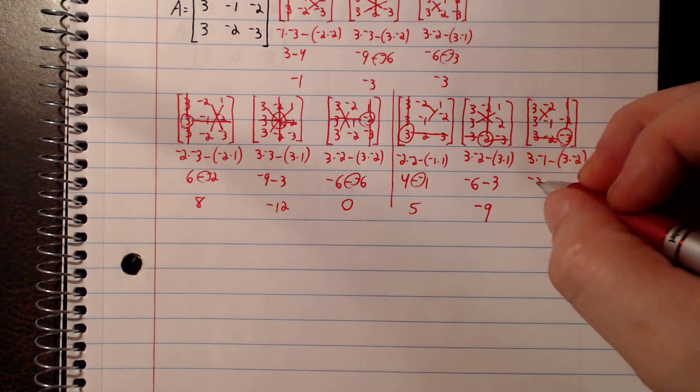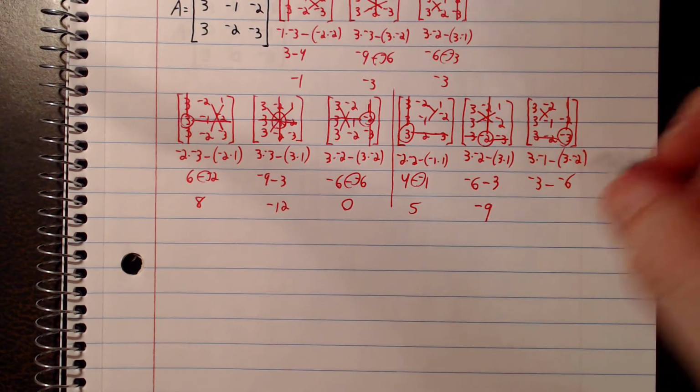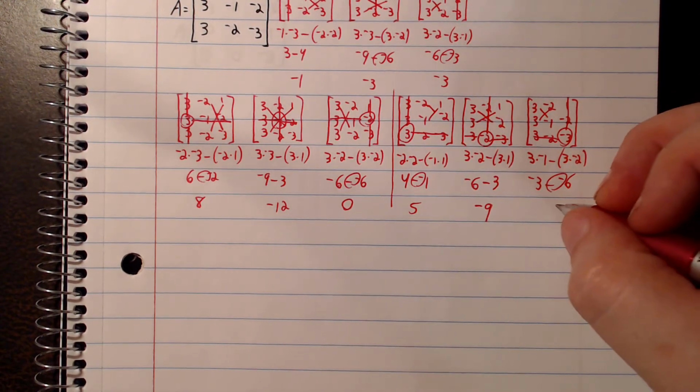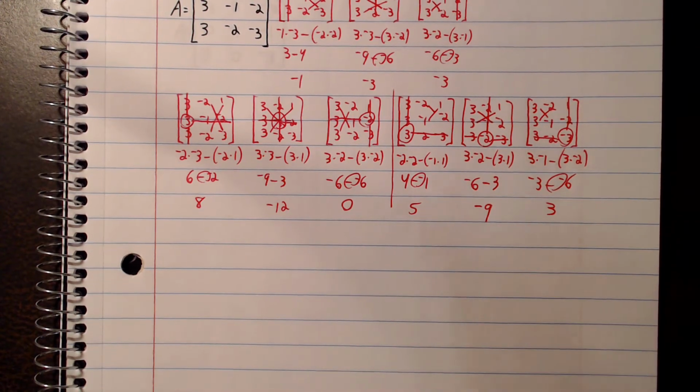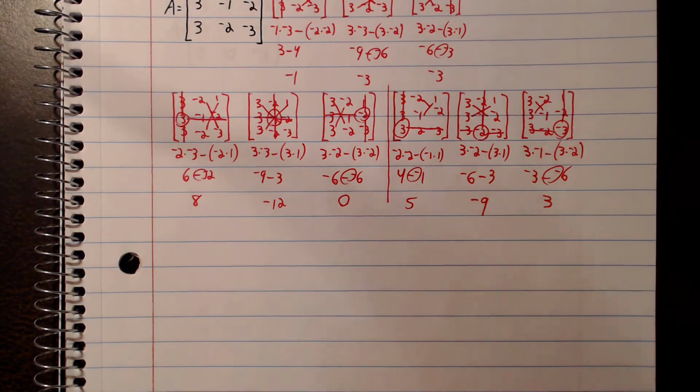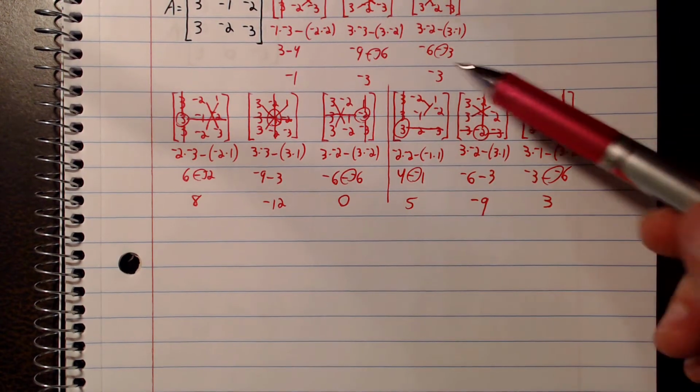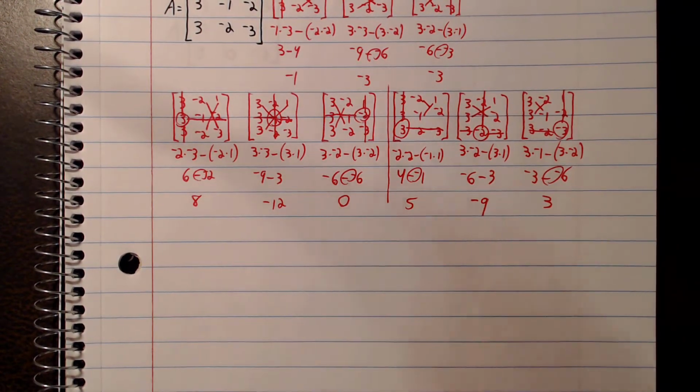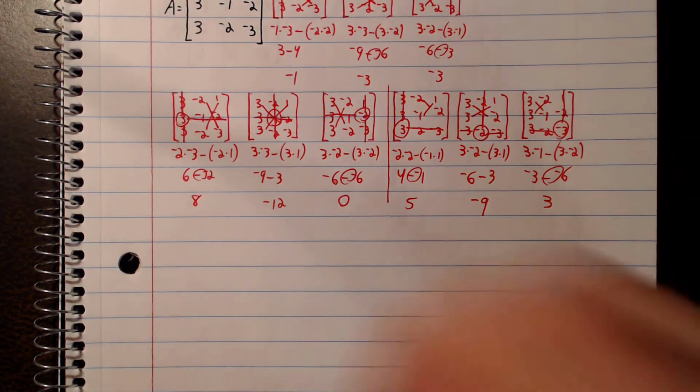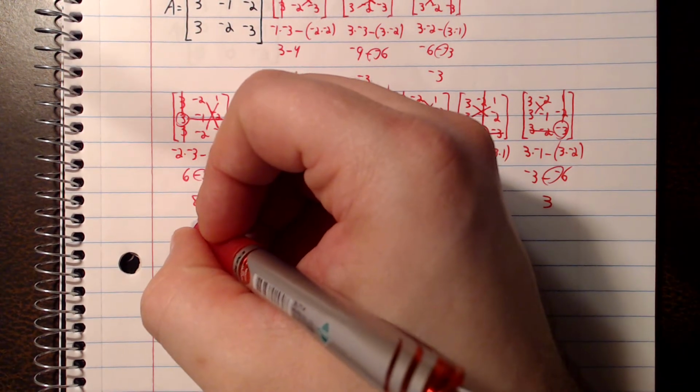Let's see, negative 3 minus negative 6, so negative 3 plus 6 is positive 3. All right, if you fast forward, this is hopefully where you stopped. We've got the top row, middle row, and bottom row of our minors. So I'm going to write those in a matrix.